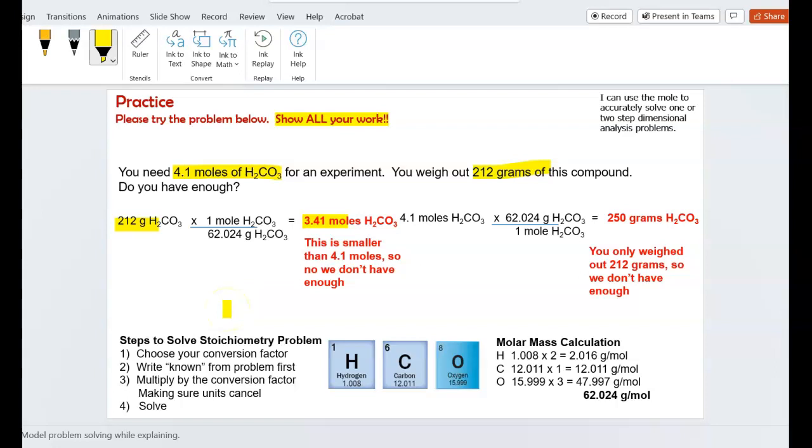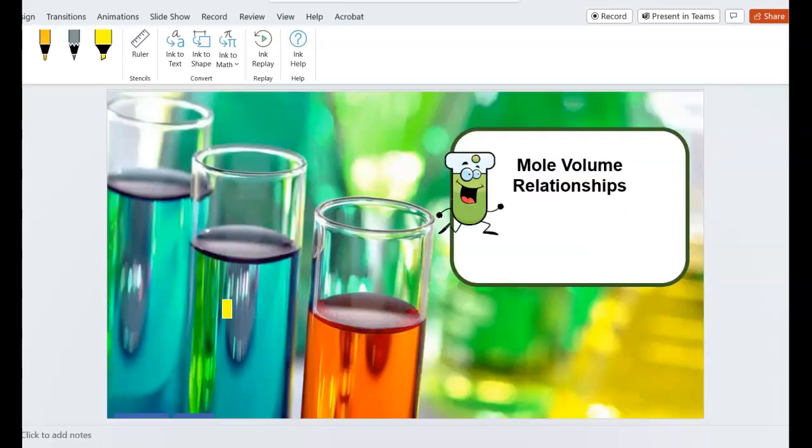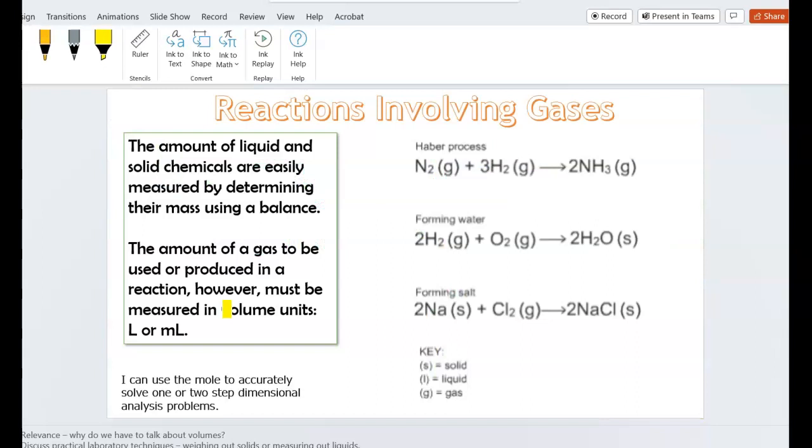So this is another good spot to stop if you need a break. We're at about 30 minutes if you go back to the recording. And I'm going to go ahead and keep going and do our last mole conversion, which is volume. Okay, so molar volume is our last one.